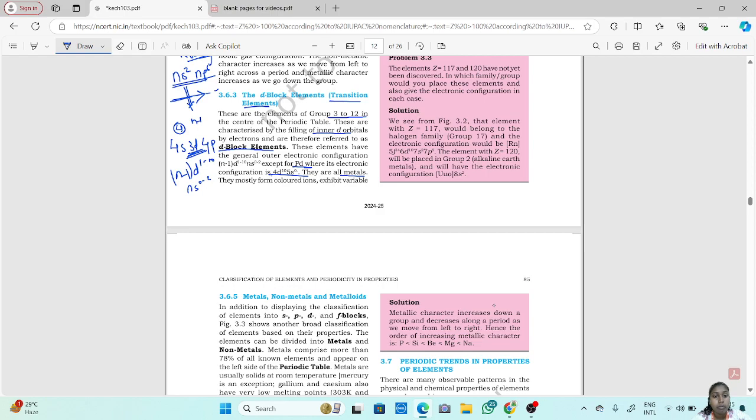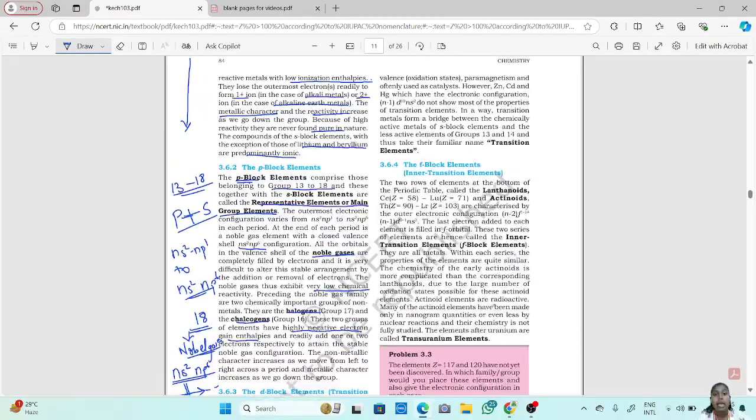They mostly form colored ions. Okay, they are metals, they form colored ions, and exhibit variable valencies, that is oxidation states. They can have different valencies. They show paramagnetism and are often used as catalysts. Okay, these are the properties of D block elements.